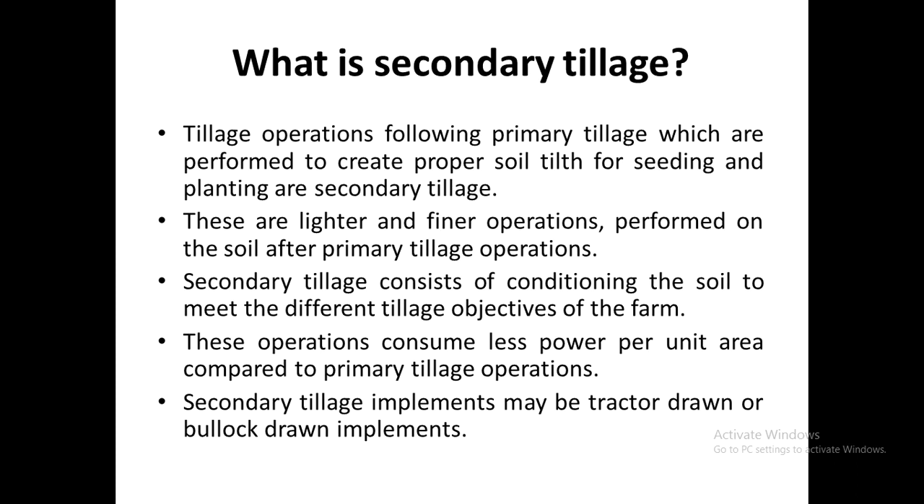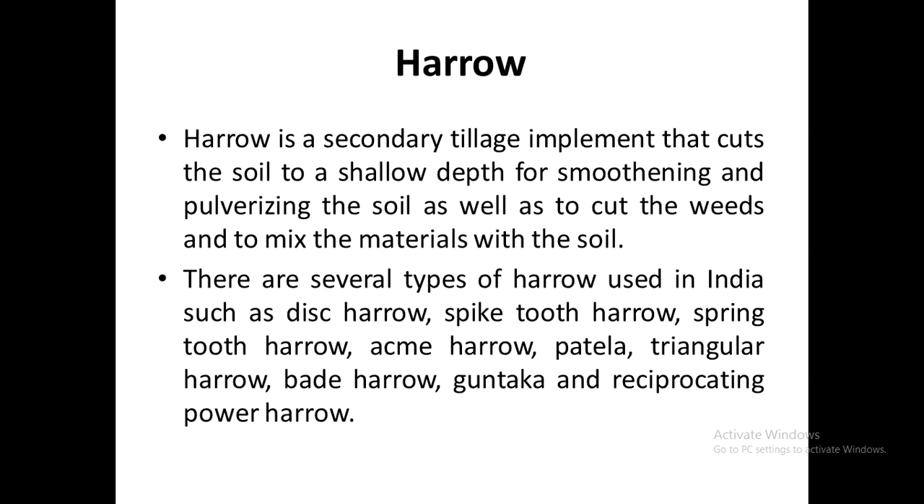So there are different implements used for doing secondary tillage in the field. They can be either tractor drawn or animal drawn. We will be looking into the different implements in detail in the coming slides. So Harrow. Harrow is the most commonly used secondary tillage implement.